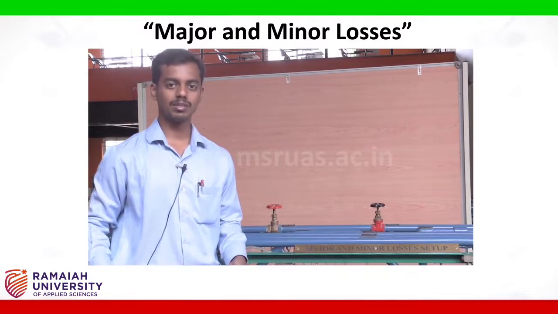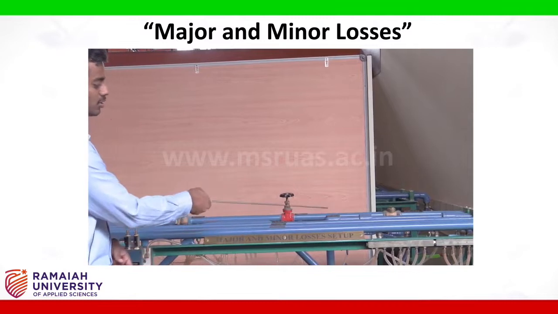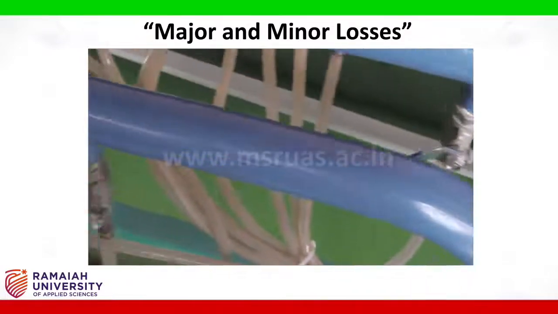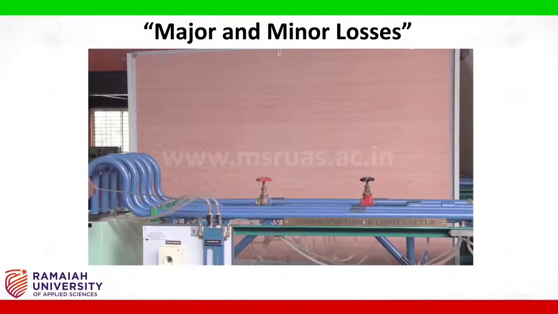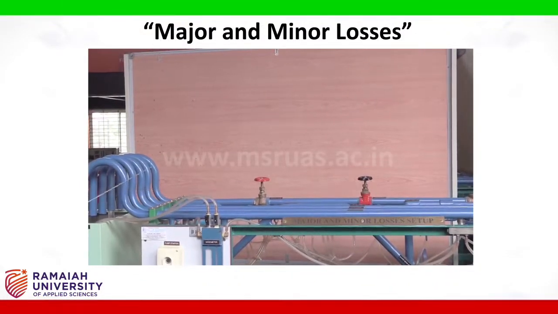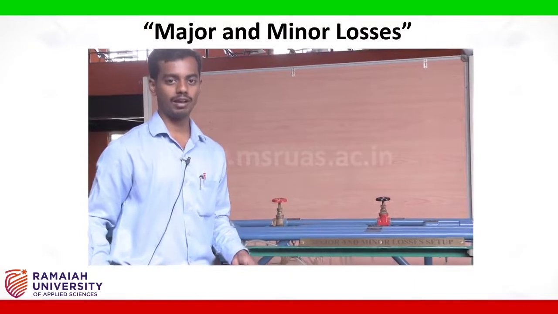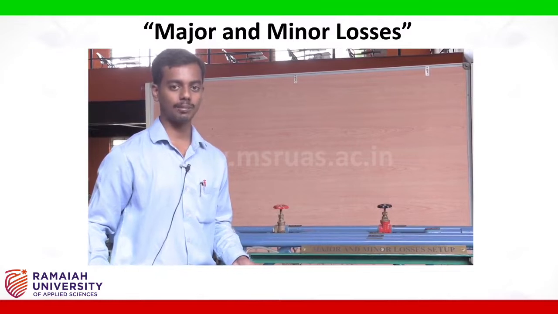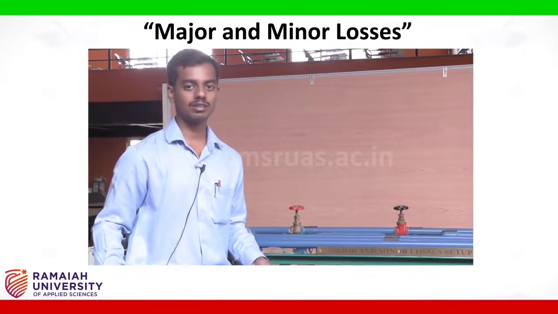Now, the same thing can be repeated for sudden expansion, short bend 90 degrees, short bend 45 degrees, long bend 135 degrees and the long bend 90 degrees. We need to make sure that the ball valves connected to the manometers before and after the pipe fitting are opened, and the ball valves for all the other pipe fittings and the pipes are closed. Thereby, we can calculate the head loss or the pressure loss across each pipe fitting.